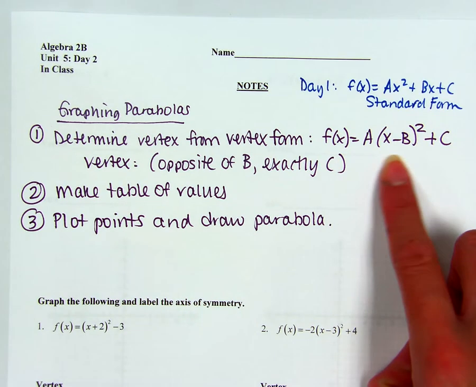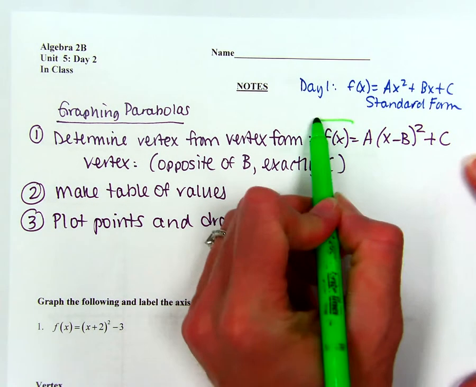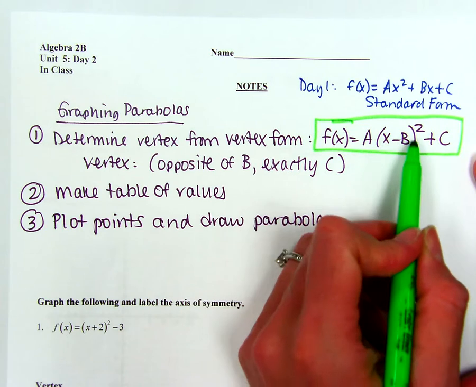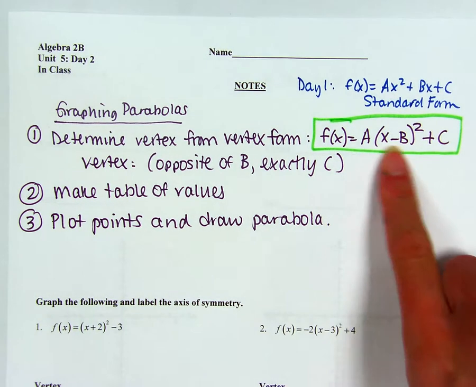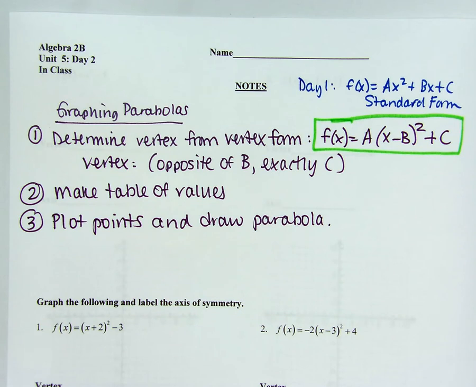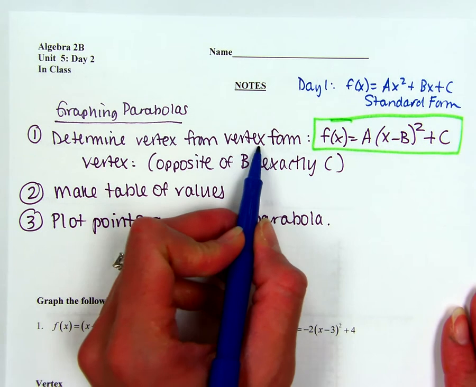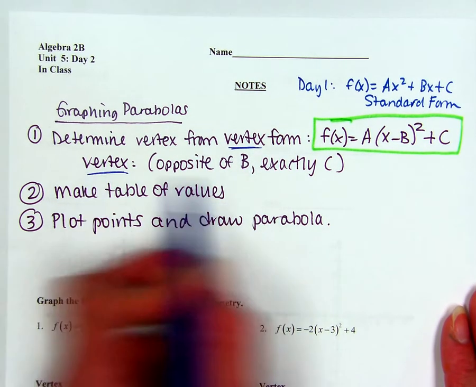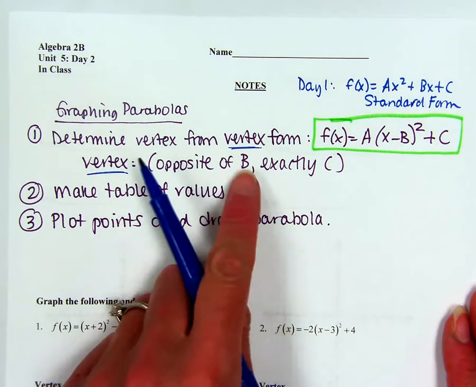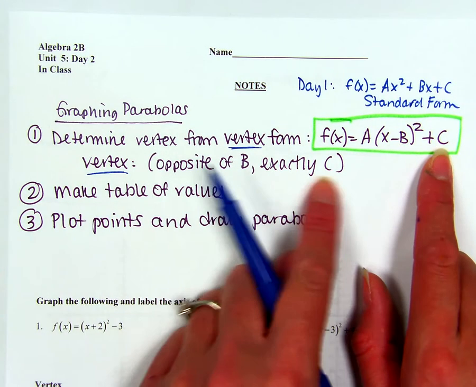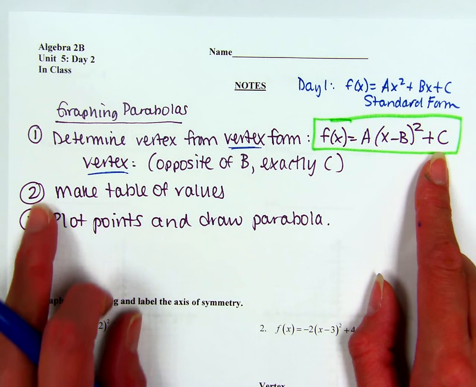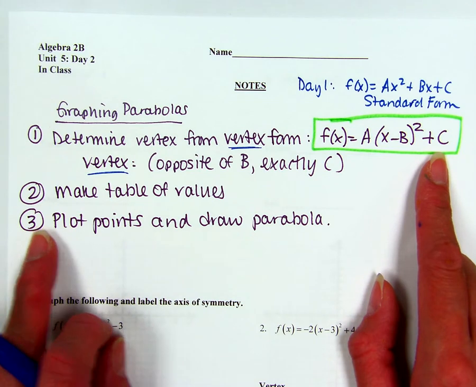Here today you're going to see possibly a binomial, but definitely something that's being squared. Typically there'll be parentheses and then a quantity that's being squared. So what's nice about vertex form, as indicated by its name, is that you can find the vertex just by looking at the vertex form. So we're going to look at the opposite of this b number and exactly this c number. And then just like yesterday, we're going to make a table of values, make our points on the graph, and draw the parabola.